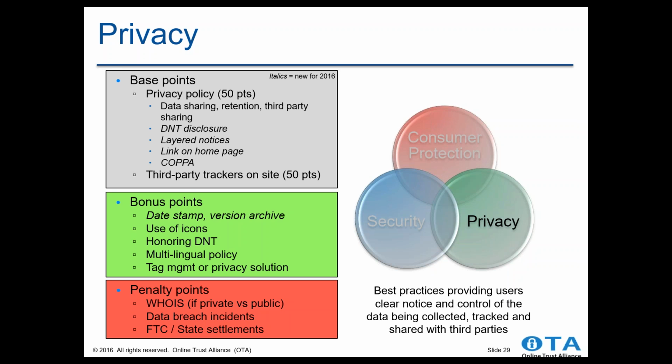Penalty points are, again, areas where we think that's inappropriate. For example, if we're trying to increase trust and a site's registration is private, where you can't find out how to contact or who owns a site, you receive negative points. For data breach incidents, for every incident within the last 18 months, you receive negative points. And if you've had FTC actions or settlements on business practices, you receive negative points as well. So that's all combined here.